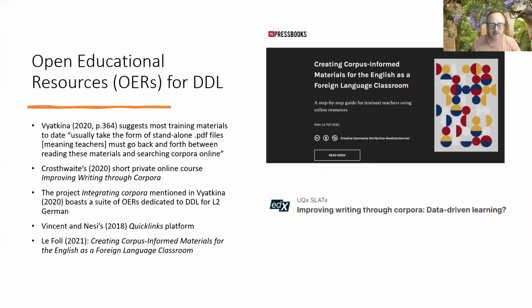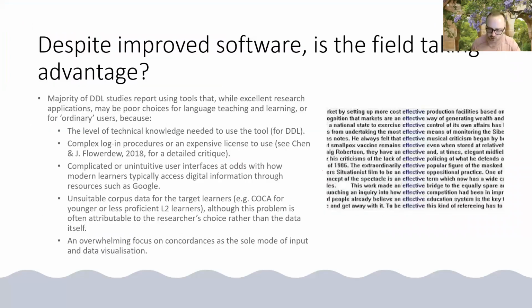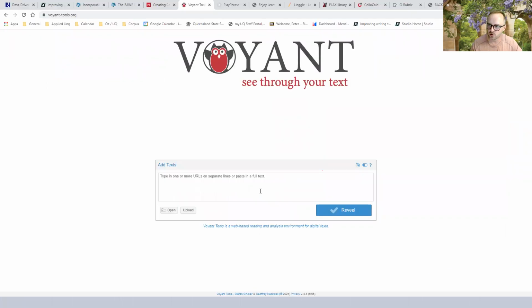One area where there's been undoubted improvement over the last decade is the availability of accessible corpora, user-friendly corpus query tools, and even online tools, allowing for DIY corpora to be uploaded for processing, accompanied by a range of query and visualization options. For example, what a lot of people are using at the moment is Voyant Tools, where you can upload your own text and your own corpora and reveal concordances and a range of different visualization options.